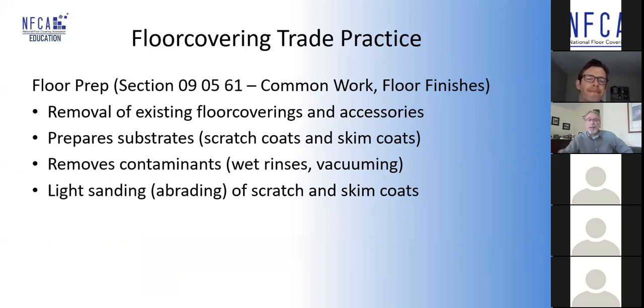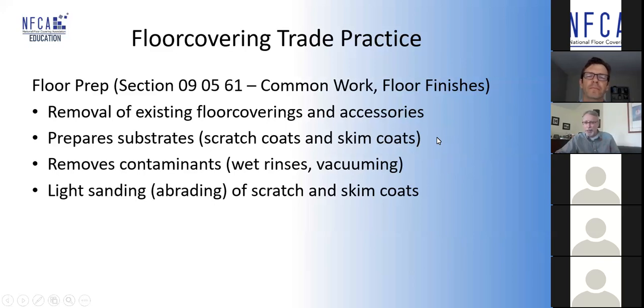Okay, no problem. So when it comes to floor prep for floor covering trades, I look at all of Division 9, which also includes all the resinous coatings and hard coverings, tile and things like that. But basically, from a spec writer point of view, everything for floor prep in Division 9 is minimal and is contained in a single location. I call it 09 05 61, common work, floor finishes.